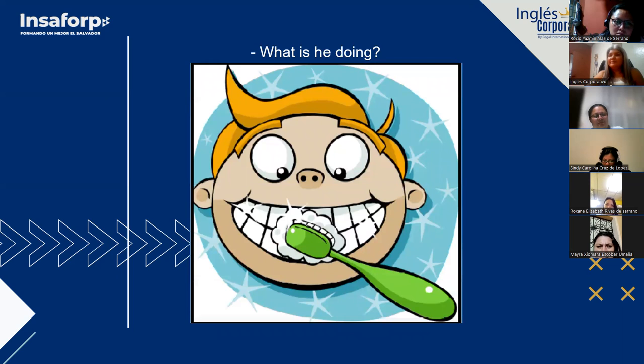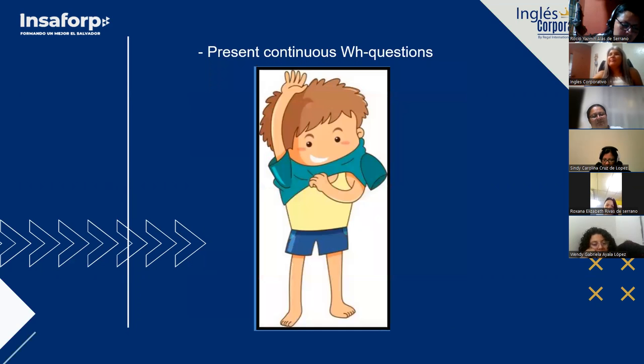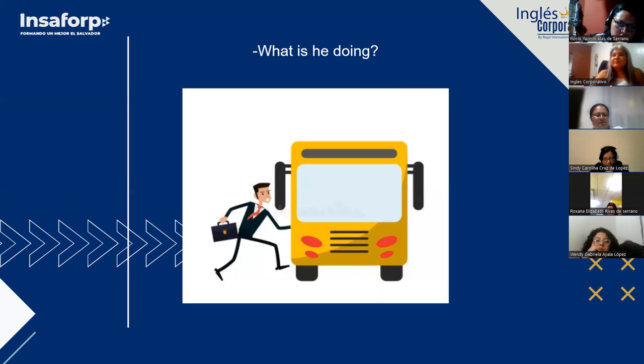What about him? He's brushing his teeth. Okay. Okay, what about him? He is going to dressing? He's getting dressed. Dressed. Okay. What about him? He's getting up on the bus. Taking the bus. Taking the bus. Okay. Very good.